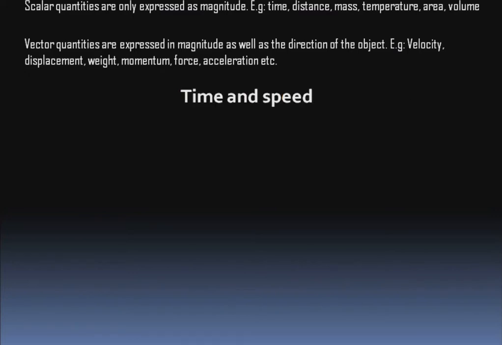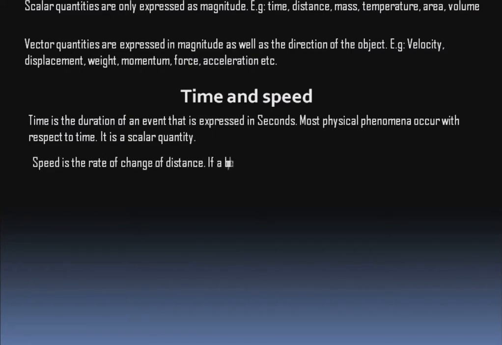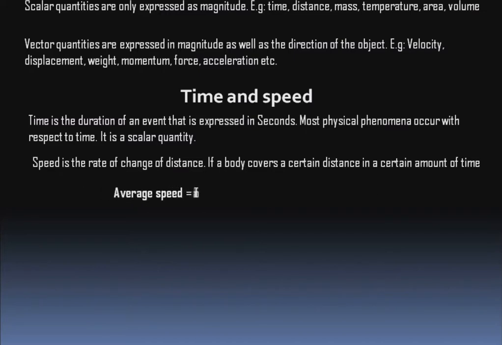Time and speed. Time is the duration of an event that is expressed in seconds. Most physical phenomena occur with respect to time. It is a scalar quantity. Speed is the rate of change of distance. If a body covers a certain distance in a certain amount of time, average speed is equal to total distance traveled divided by total time taken.